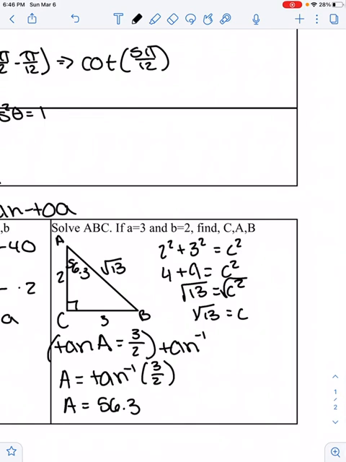And then to find angle B, I'm just going to do angle B equals 180 minus 90 minus 56.3, which would give us that angle B equals 33.7 degrees. And that is all for this lesson.